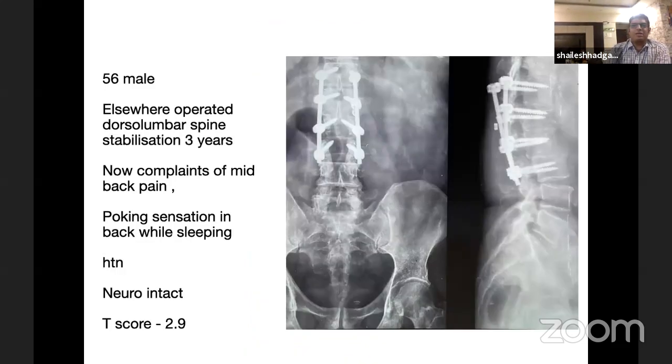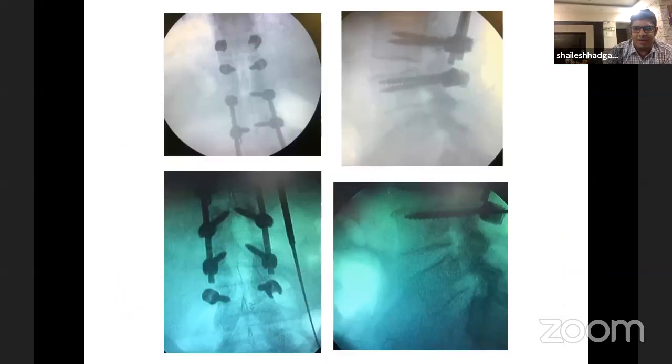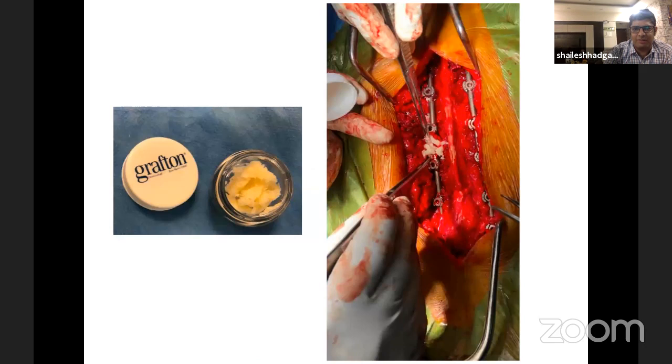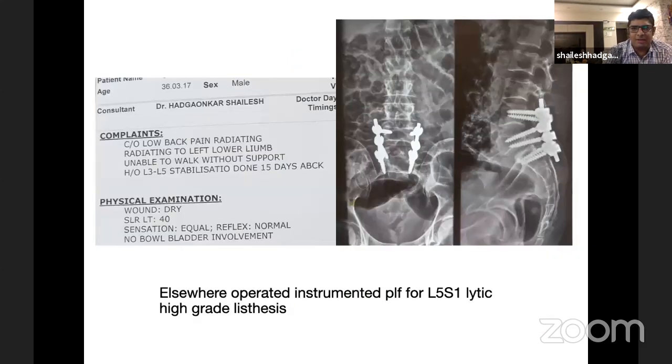We do see back out of implants in patients with some amount of porosis. Here we see that the implant was poking and creating a lot of stress on this particular gentleman, where we had to use this BMP, and we fixed him, and we are so far happy with the outcomes. And in some cases like this, where we don't address the instability well, we can have problems.